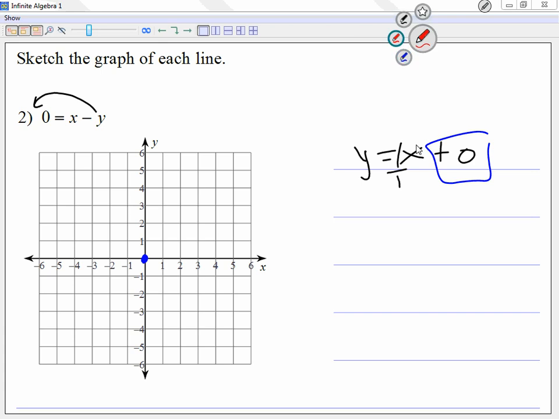Then for my slope, I know I have to go 1 up, 1 to the right. From the point, let me go 1 up, 1 to the right. Now just let me connect my points. And there's my line. Alright, so you guys have this.